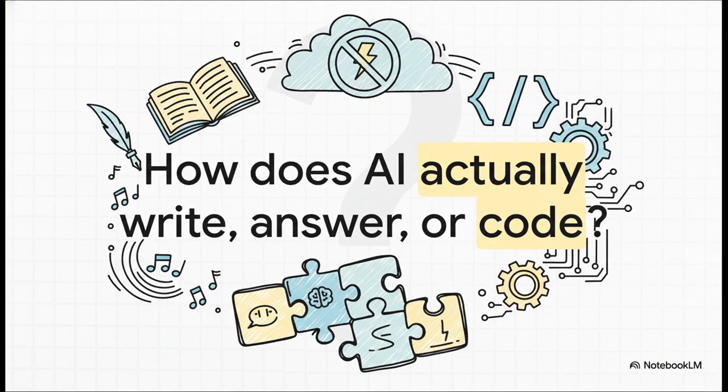Seriously, how does it do it? How does an AI write a poem or debug your code in like 2 seconds? It can feel like pure magic. But here's the thing, it's not. It's actually all based on a few incredibly clever ideas that fit together just right. Okay, let's get into it.